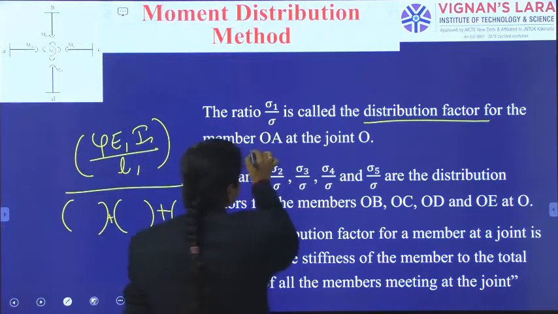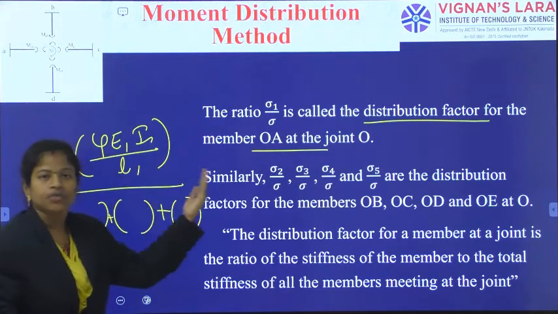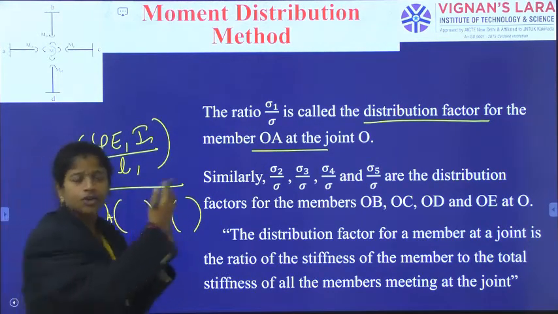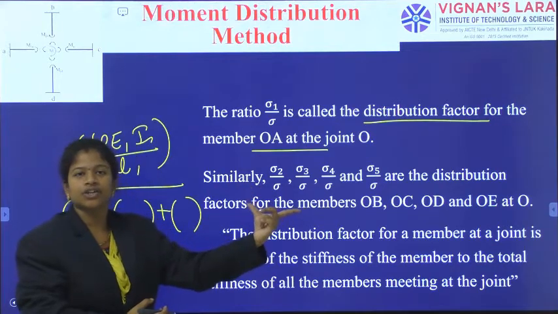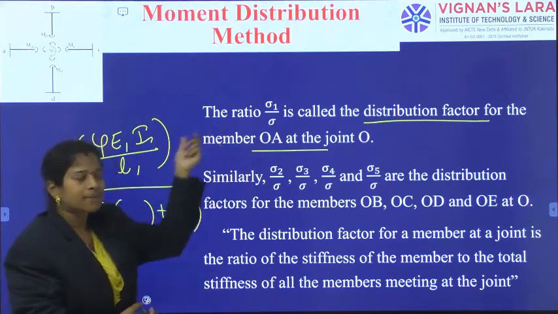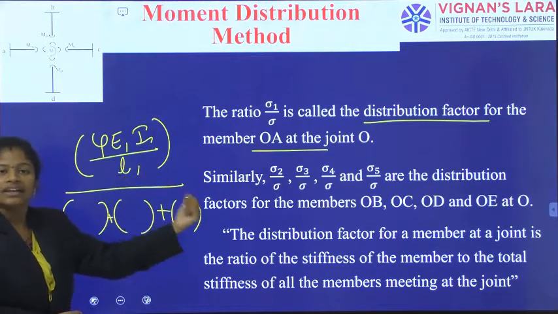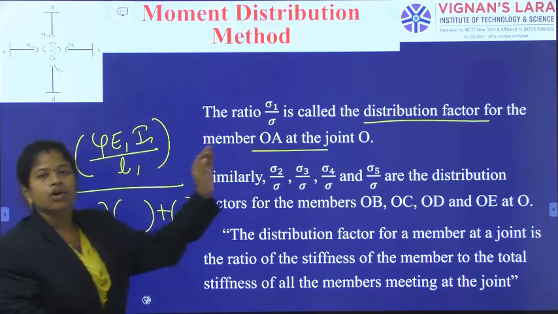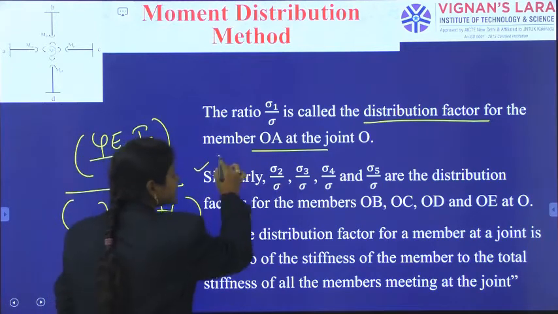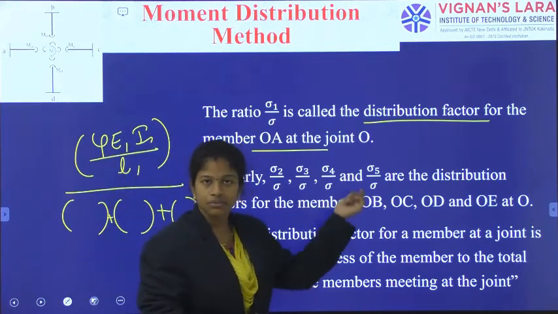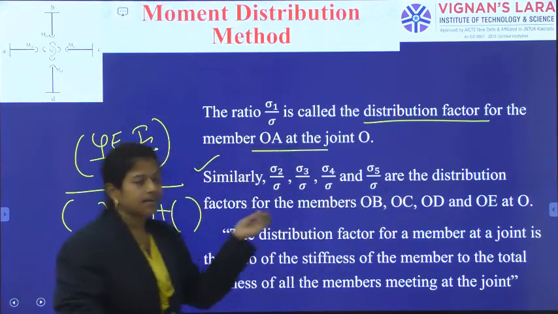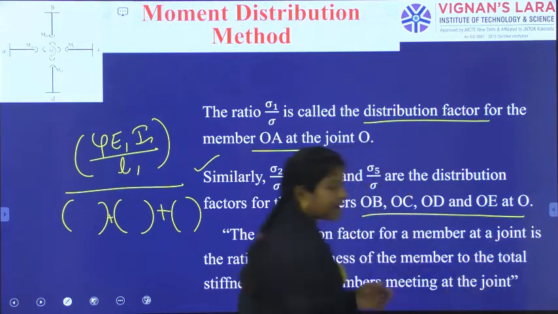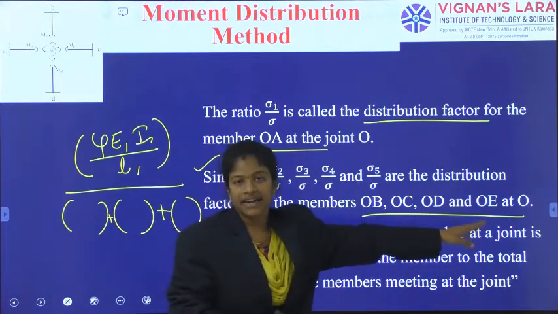And for the member OA, towards A, that will be the distribution factor. And towards B, the corresponding stiffness we need to write. In this way, each member's stiffness will come on the top and the total stiffness at the joint will come in the bottom. The ratio of these two can be called the distribution factor. Similarly, sigma 2 by sigma, sigma 3 by sigma, sigma 4 by sigma are all distribution factors for the members OB, OC, OD and OE which are being connected at O.